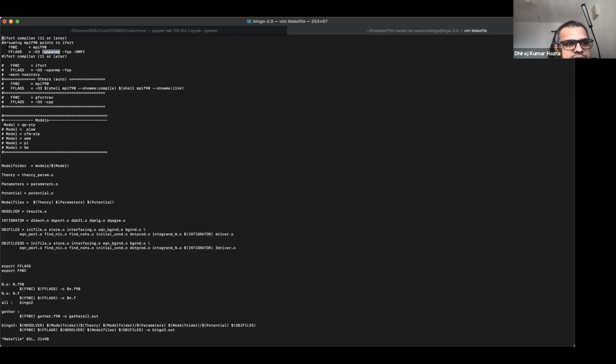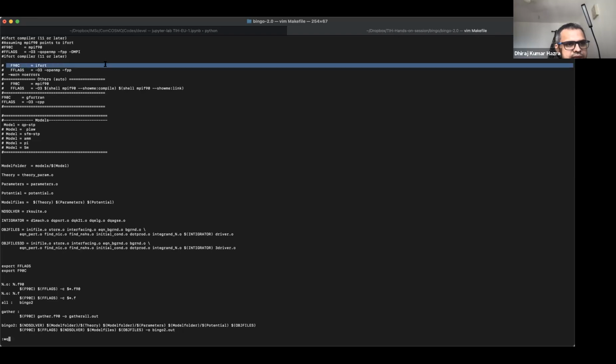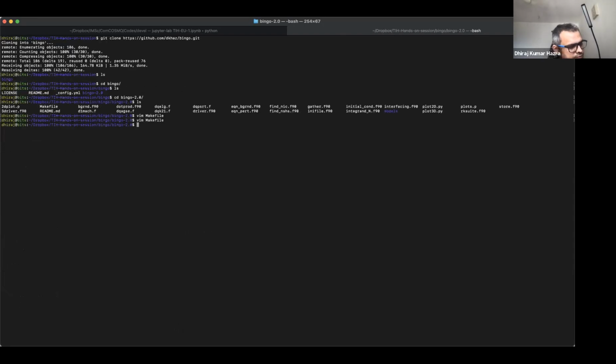If you are using gfortran, let us assume that all of us are using free software. So let me switch to gfortran. Is it clear? I have just commented the Intel Fortran and uncommented the gfortran. Clear?